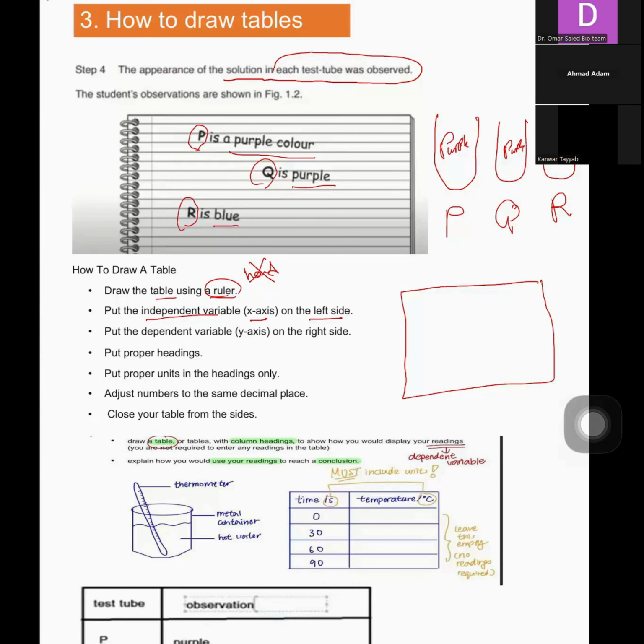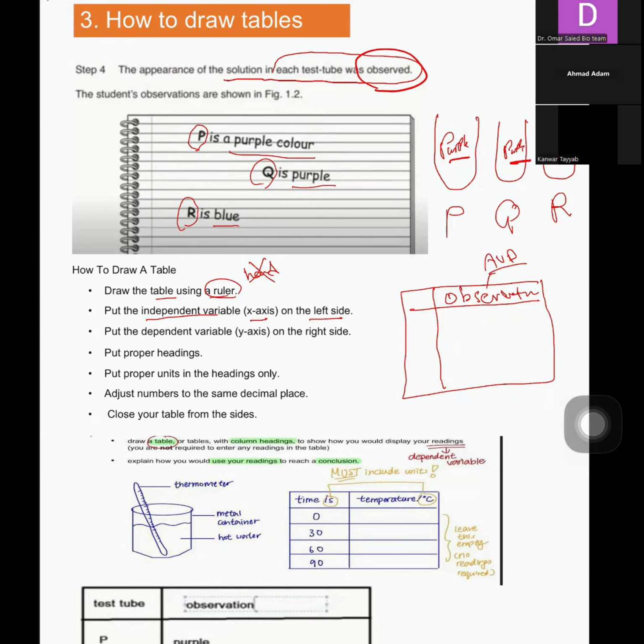Whenever you write the table, you put the independent variable on the left side. You put the dependent on the right side. You put headings. For example, these are colors, right? Which was observed. So you mention observation, or color noticed. In this case, in the heading part, it's more of an AVP.